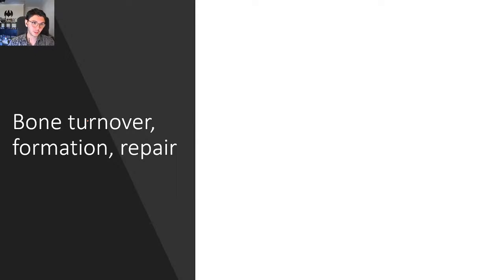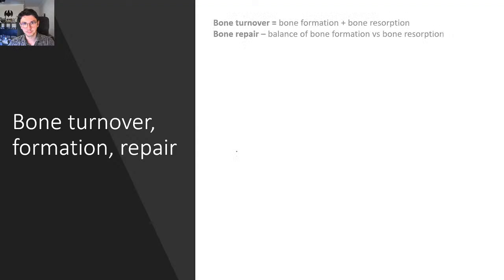Now we're going to talk about the function. So we have bone turnover, bone formation, and bone repair. Bone turnover is basically bone formation combined with bone resorption. And bone repair is the balance of bone formation versus bone resorption. If repair works well, it means it's balanced. If you have any imbalance, you might have osteoporosis.